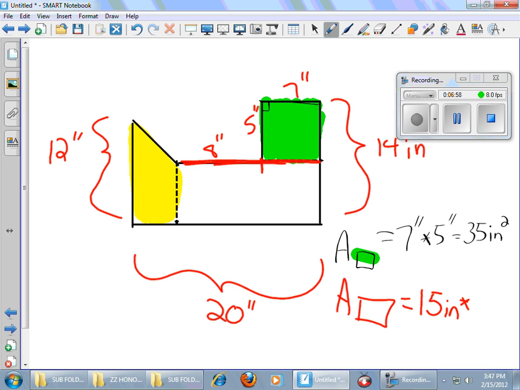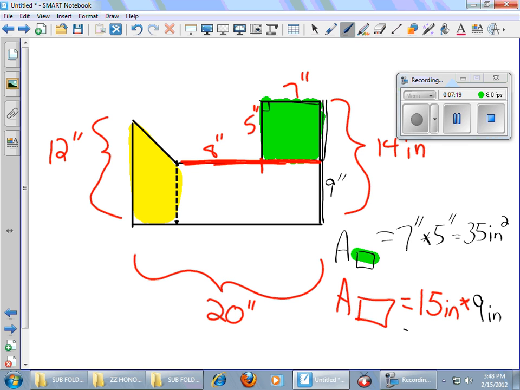Now I have to figure out the height. That might be a little trickier. I don't think I gave you enough information to do that. Oh, yes, I did. Excuse me. The whole side is 14. From here to here is 5. 14 minus 5 is 9. That is 9 inches. So I'll do times 9 inches.